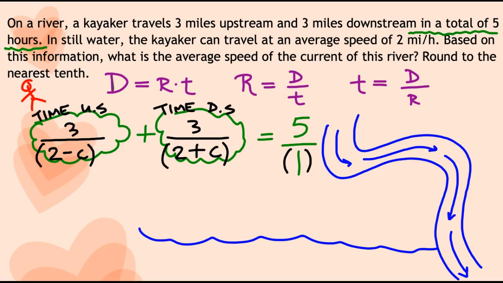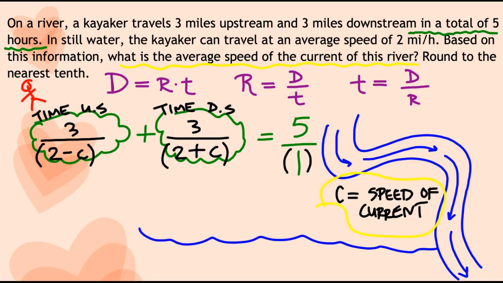C is the current. Good call. Good question, and we should define that. We should say C equals speed of current. Sometimes defining your variable helps you to write your equation first. So I probably should have done that earlier. And the last sentence usually gives away what you're looking for. Like, what is the average speed of the current? Well, that's what we need to make our variable, because that's what we're trying to solve for.